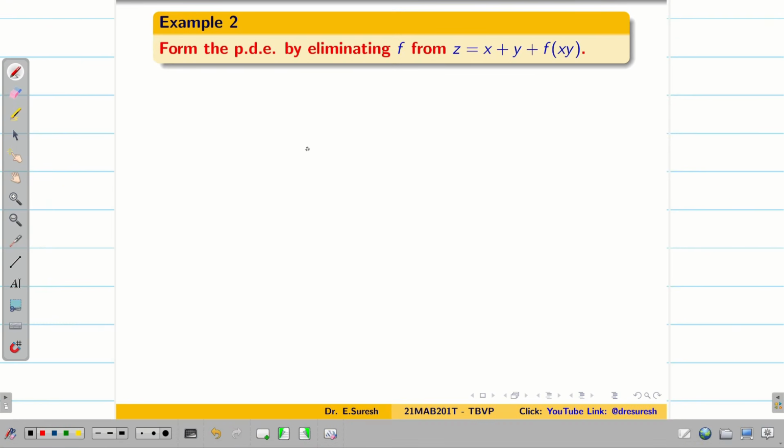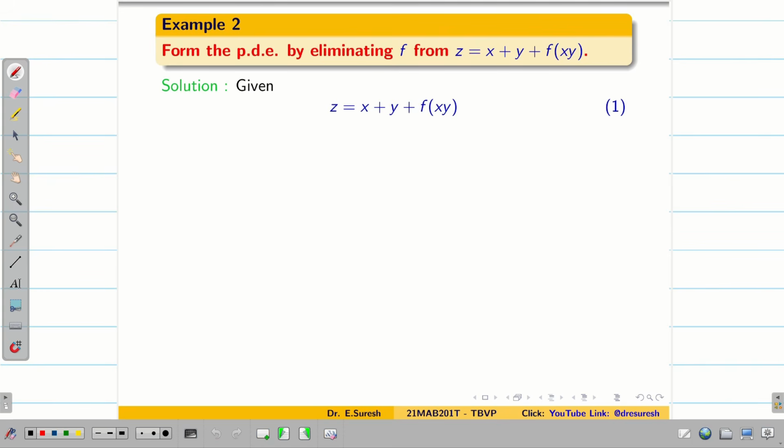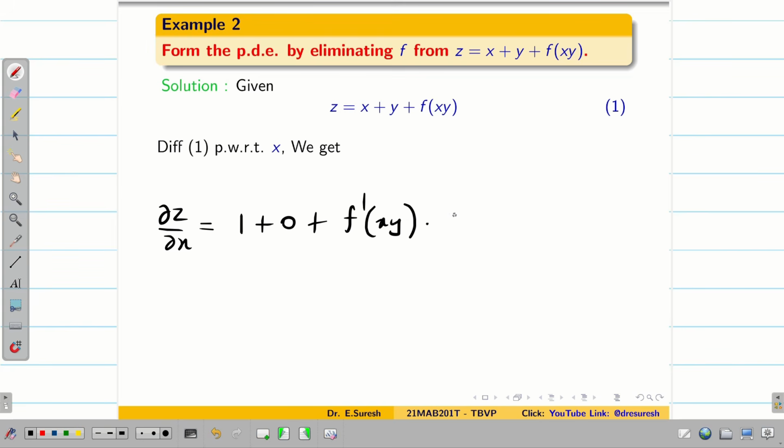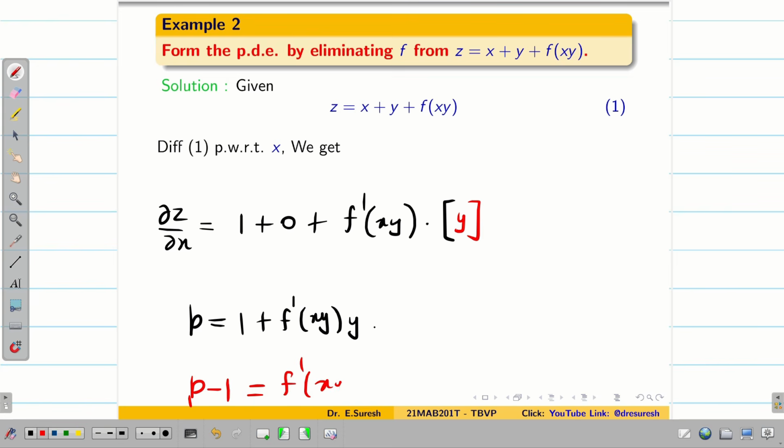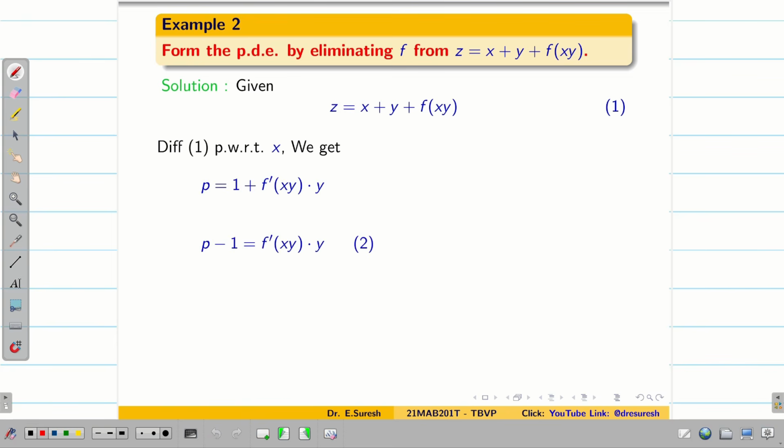Form the PDE by eliminating the function f. Let us take this as equation 1 and differentiate 1 partially with respect to x. So we get dou z by dou x is equal to 1. Second term does not contain x, so it is going to be 0. Then f of xy differentiation is f dash of xy into xy differentiation partially with respect to x is y. We know that dou z by dou x is p. So p is equal to 1 plus f dash of xy into y. My aim is to eliminate f dash of xy. So I can rewrite this as p minus 1 is equal to f dash of xy into y. And we take this as equation 2.